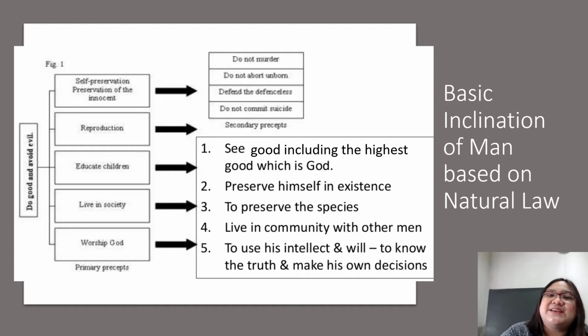So what is the basic inclination of man based on natural law? We were told the following: do not kill, no to abortion, defend those who cannot defend themselves, the women, the children, and the elderly. Do not commit suicide. Basically, we should do good and avoid evil. How do we do that?